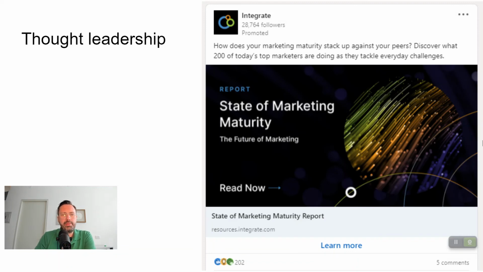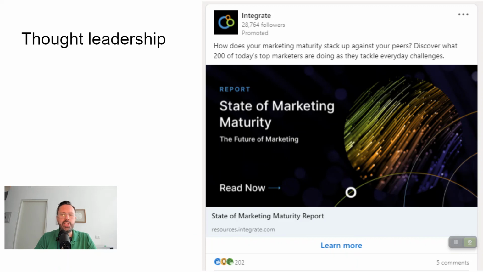Okay, and the last example we have here is again from Integrate, which seems to be doing a very good job at the top and middle of the funnel. And this is an example of thought leadership. It's a report, The State of Marketing Maturity, the future of marketing. Read now. Thought leadership is kind of the top of the marketing funnel. It's where you're looking towards the future, you're thinking of the long term, and you also want to link your brand with being at the forefront of whatever's happening in an industry. And it helps position you as the leader.